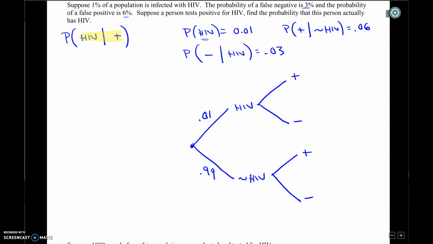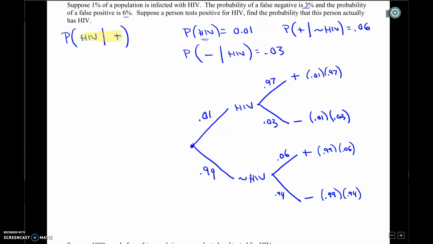So if you test negative, that's a 3% chance, meaning there's a 97% chance you test positive, because you should test positive because you do have HIV. So this is 0.01 times 0.97. This is 0.01 times 0.03. And then the probability that you test positive if you don't have HIV, that's the mistake. And then this is a 94% correct decision. 0.9906, 0.9994. All right, so I'm going to actually calculate these to make them a little bit easier.